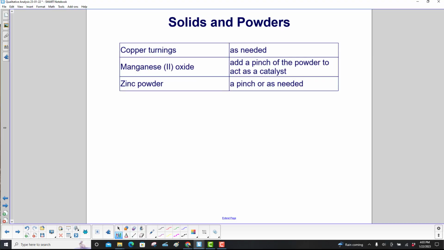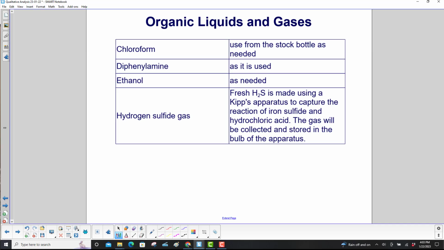Solids and powders. Copper turnings as needed. Manganese oxide, add a pinch of the powder to act as a catalyst. And then zinc powder, a pinch or as needed. Organic liquids and gases. We have chloroform, use from the stock bottle as needed. Diphenylamine, use as needed, and ethanol, use as needed.